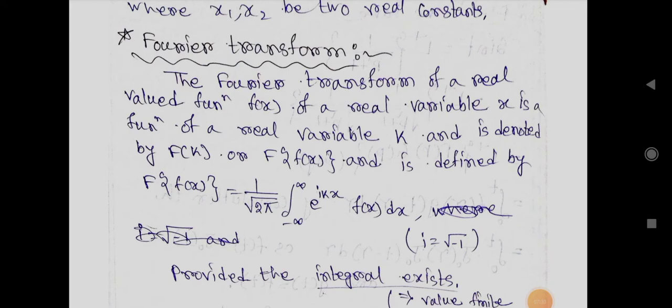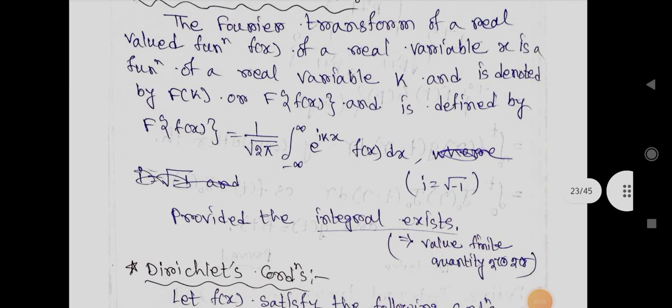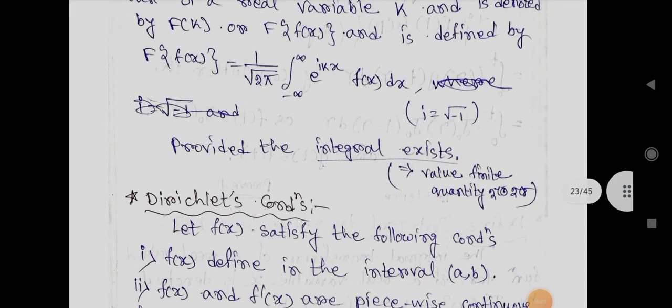The Fourier transform of a real valued function f(x) of a real variable x is a function of a real variable k, and is denoted by F(k) or F[f(x)] or capital F of small f(x), and is defined by capital F of small f(x) equals 1 by root over 2 pi integration from minus infinity to infinity e to the power ikx f(x) dx, provided the integral exists.